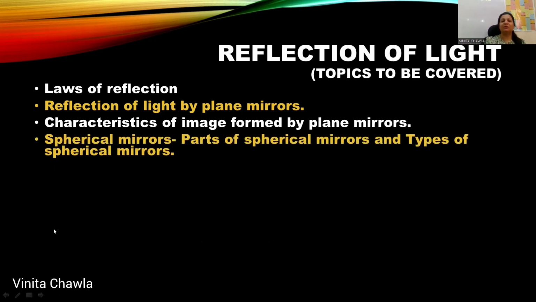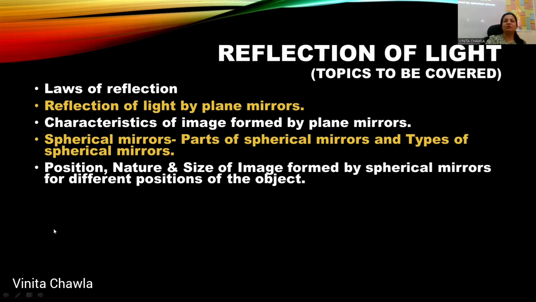And after this, we'll be doing spherical mirrors. Parts of spherical mirrors, and there are two types of spherical mirrors: concave and convex. Then we have position, nature, and size of image formed by spherical mirrors at different positions in front of the mirror. When we place the object at different positions in front of the mirrors, we get different sizes of the image. And then we'll study uses of spherical mirrors.